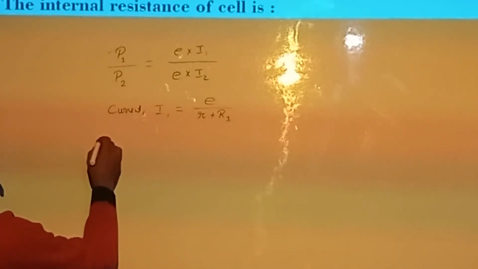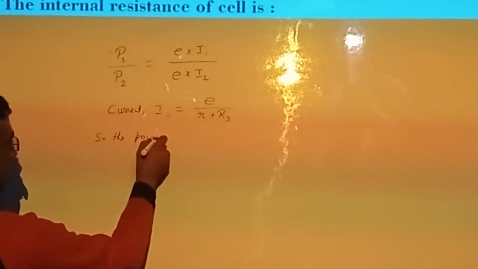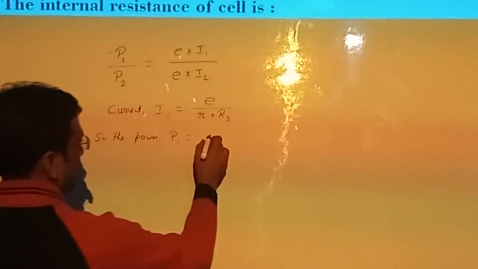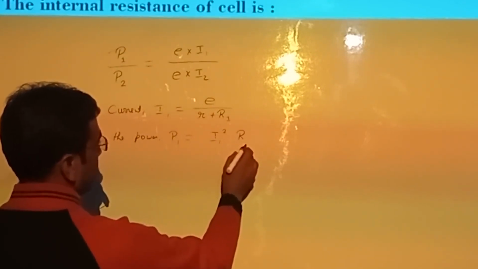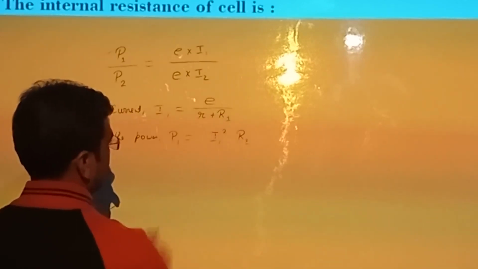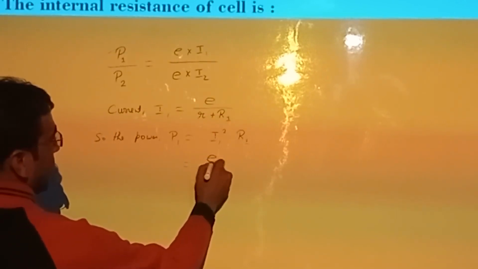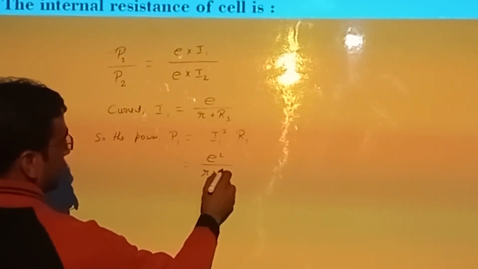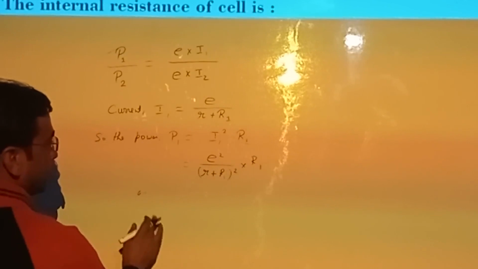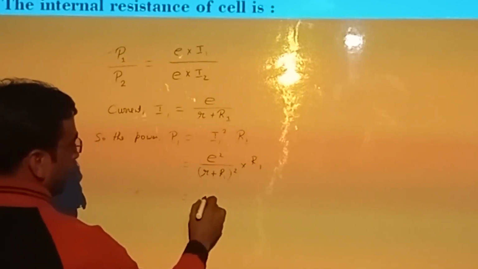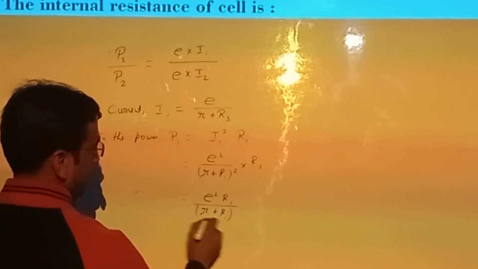So the power P1 is I1 square into R1, and the value of I square is taken as E square over (R plus R1) whole square, into R1, equal to E square R1 upon (R plus R1) whole square.